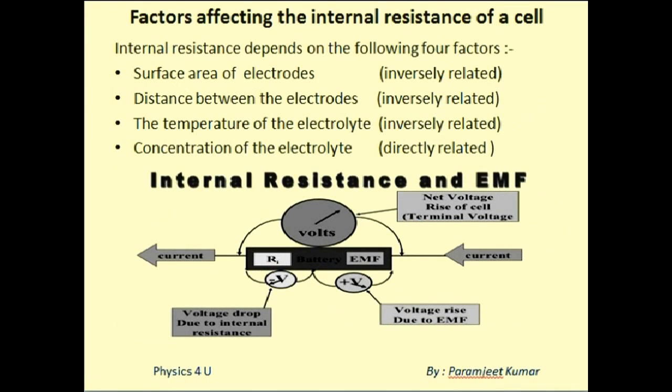Now, factors affecting the internal resistance of a cell. It depends mainly on four factors. First one, surface area of electrodes, inversely related. Second, distance between electrodes, inversely related. Then temperature of electrolyte, inversely related. And then concentration of electrolyte, that is directly related.